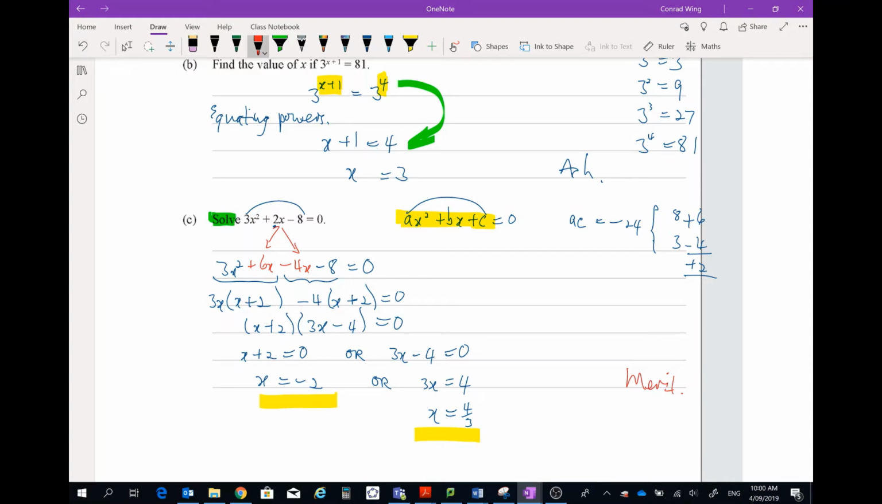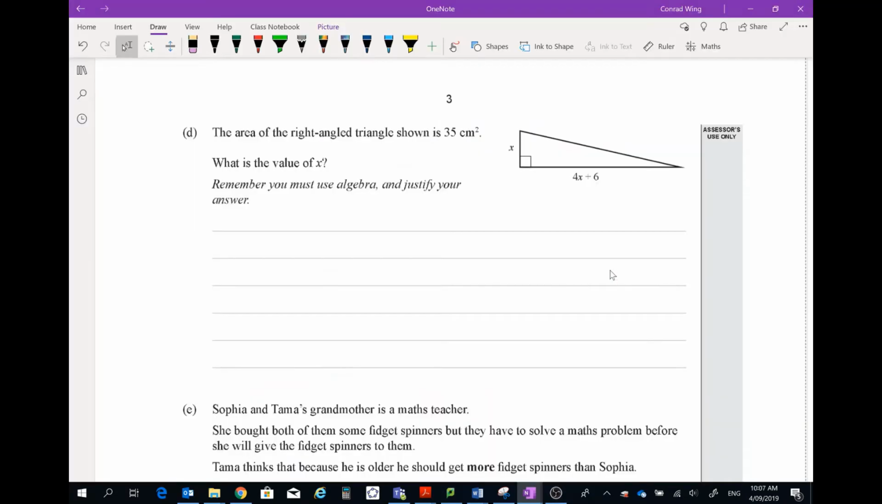Okay? Everyone happy? Alright, here we go. It says that the area of the triangle is 35 centimeters squared, right? We know the formula is area is equal to half base times height. Half base times height. This is my base, and this is my height. My base is 4x plus 6.